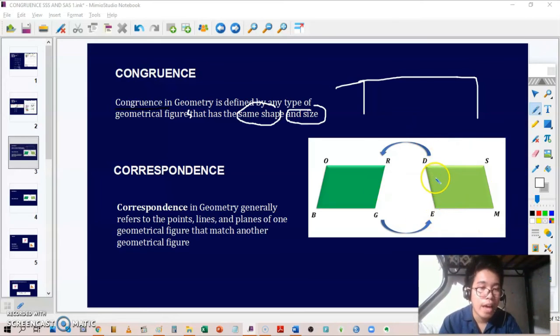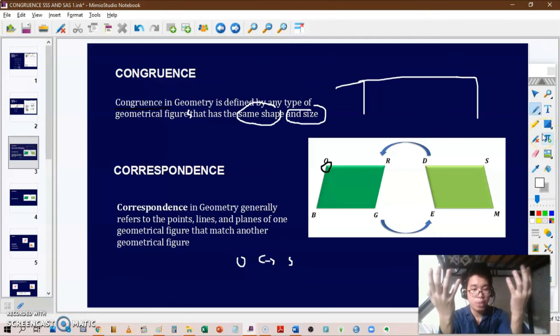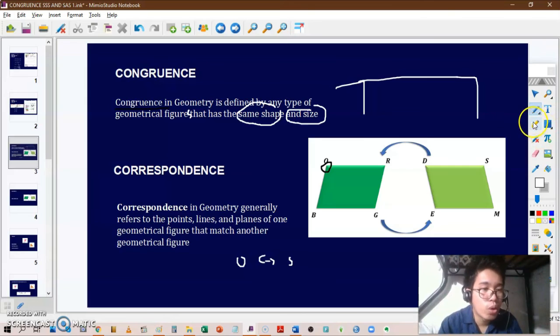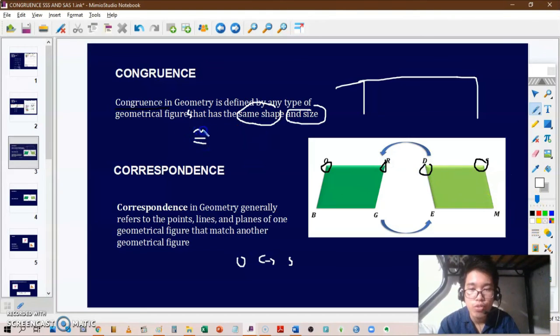For example, we have point O. Point O corresponds to point S, because those parallelograms have been flipped. The same goes with point R and point T. The symbol for congruence, guys, is this one. We're very familiar with that one. And then there is the symbol for correspondence.